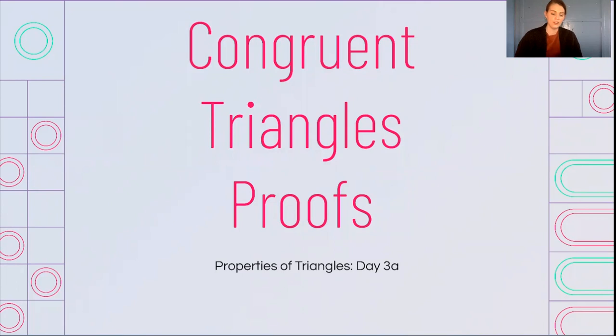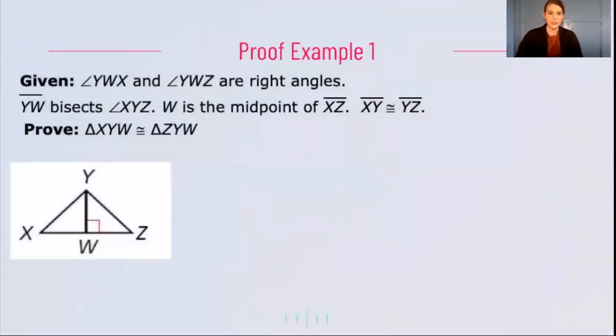But looking at the first proof, I have a picture. What's given is that angle YWX and YWZ are right angles. I know that YW bisects angle XYZ, and that W is the midpoint of XZ, and that XY is congruent to XZ. So I'm going to start by marking up my picture.